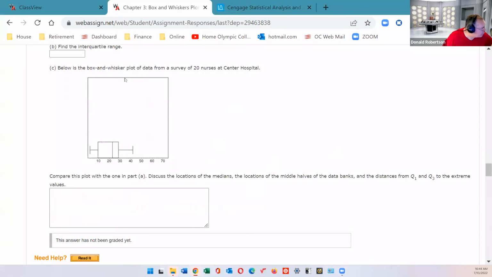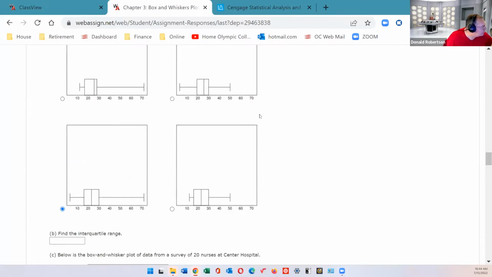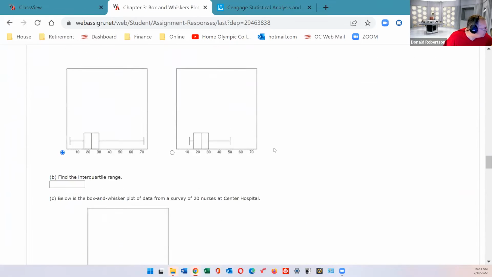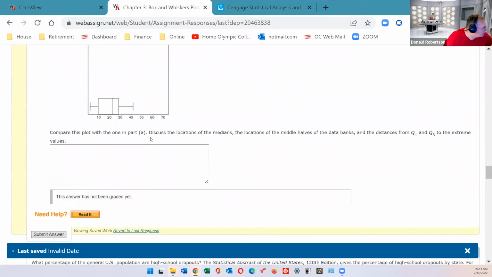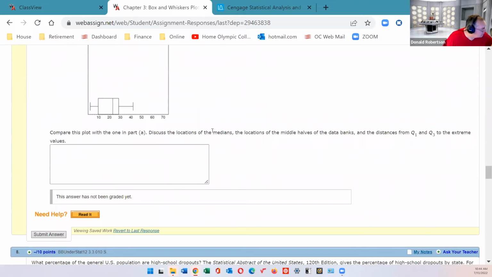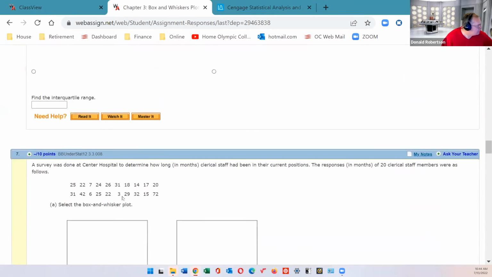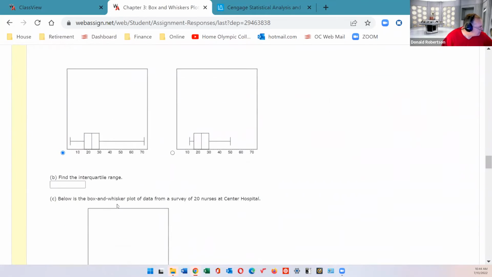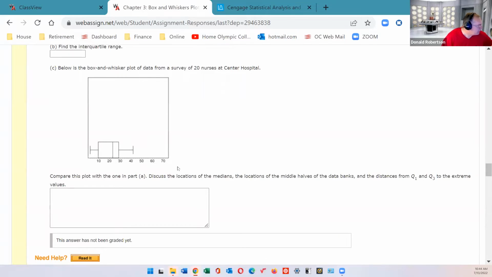Now, below is a box and whiskers from 20 nurses at Centre Hospital. So the one that you were doing, right? Compare the plot in A. So you're going to talk about the medians, the location, and the middle values, and the distances and all that. So you're going to say, like I did, women tend to go slower than men. You're going to say the data from here, right, compared to that box plot.